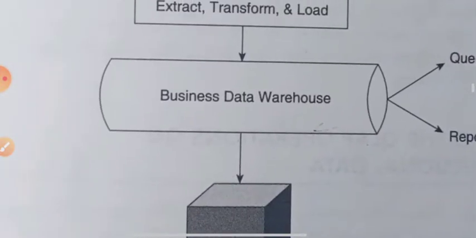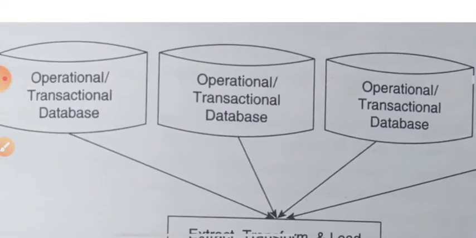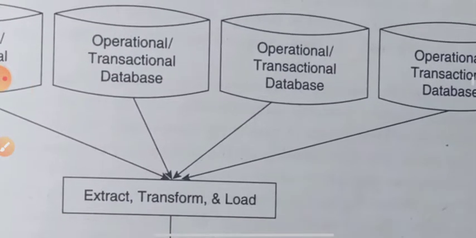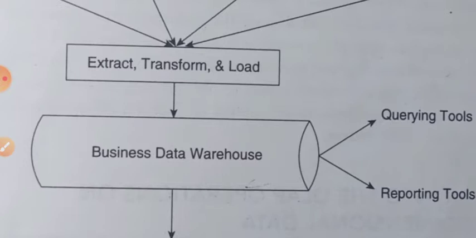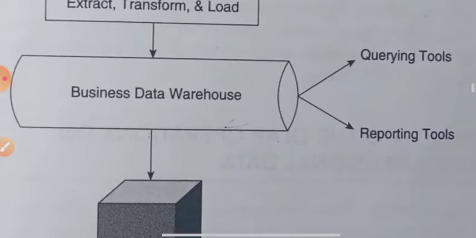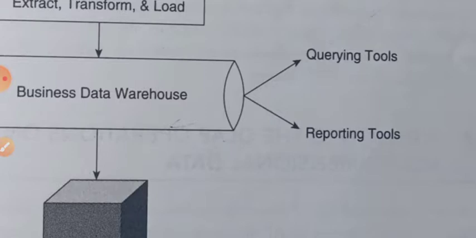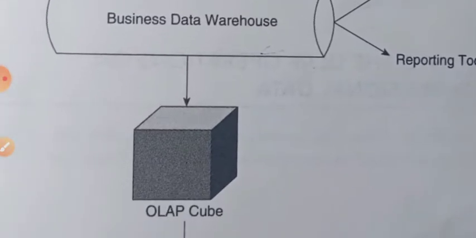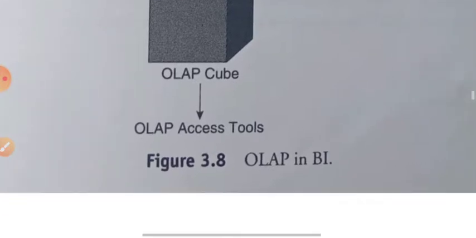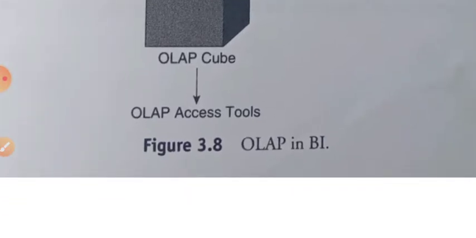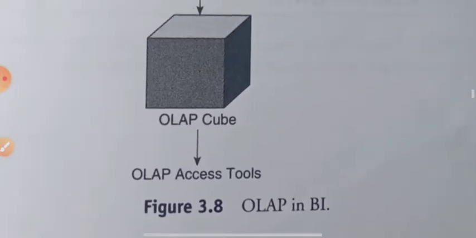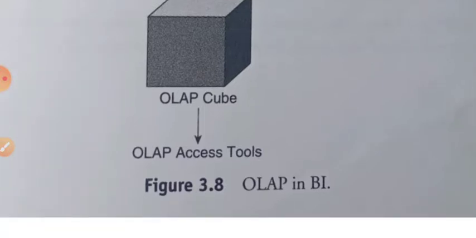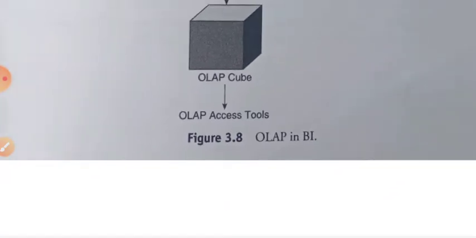So we'll study more detail of this. Students, you can find these 4 different operational or transactional databases from where data is extracted, transformed and loaded into the business data warehouse, and here querying tools and reporting tools are applied, and data is transferred to the OLAP cube. From this OLAP cube data is accessed because it is a multi-dimensional table. So that is why it is put in the form of a cube, and OLAP access tools access data. So this is about this figure.